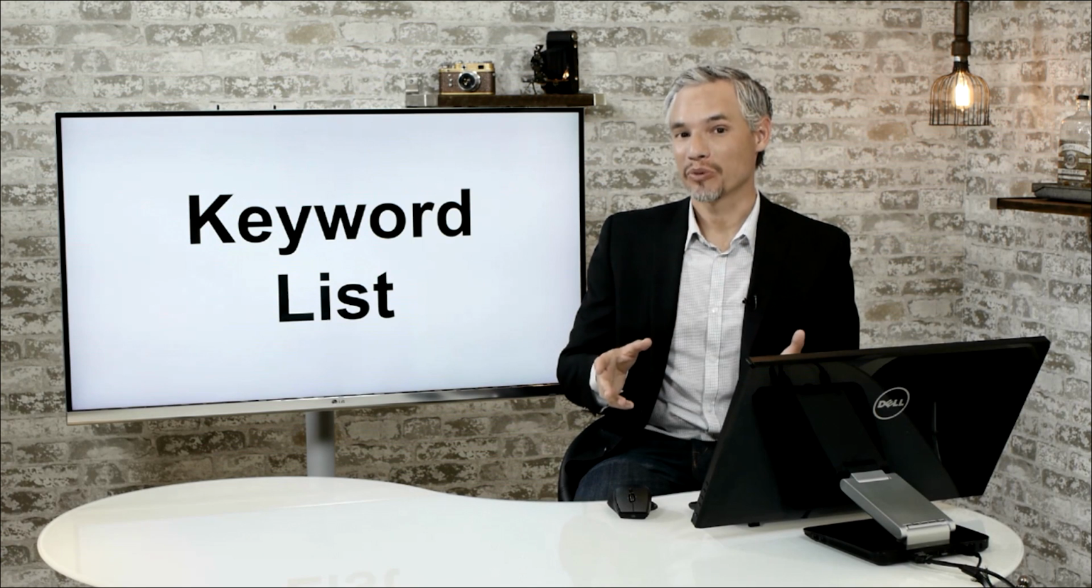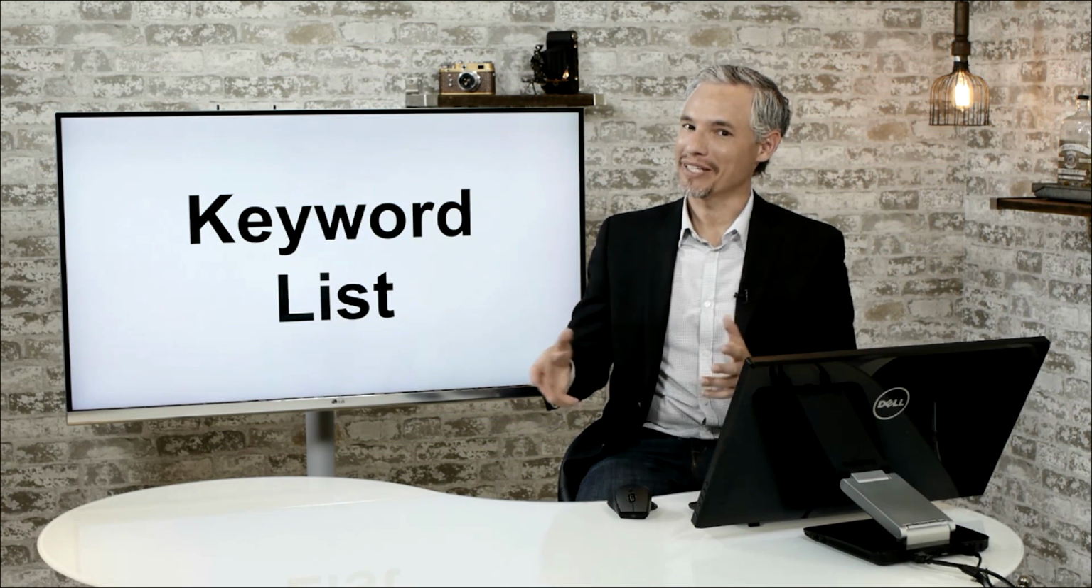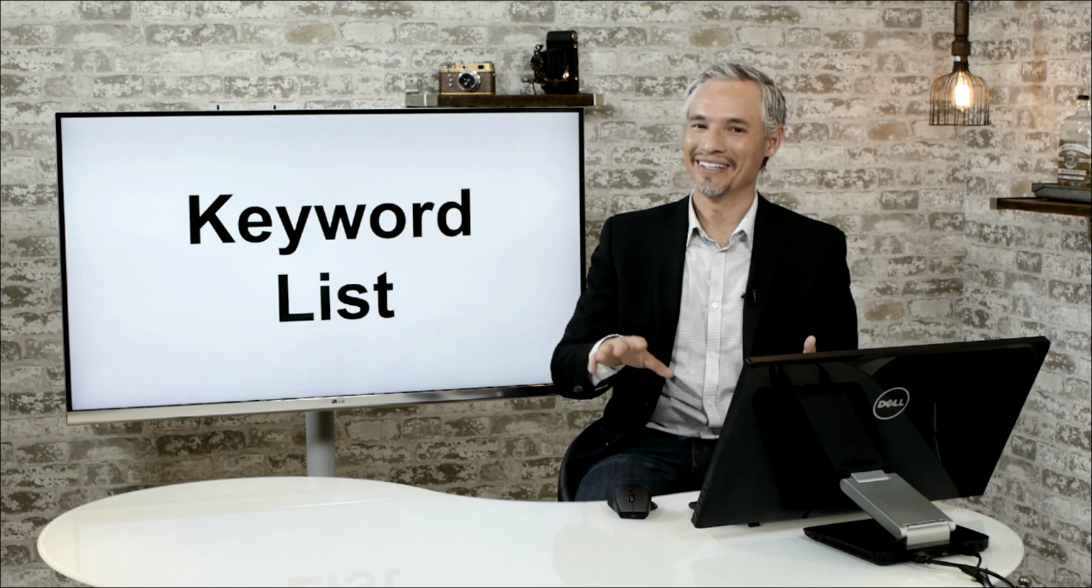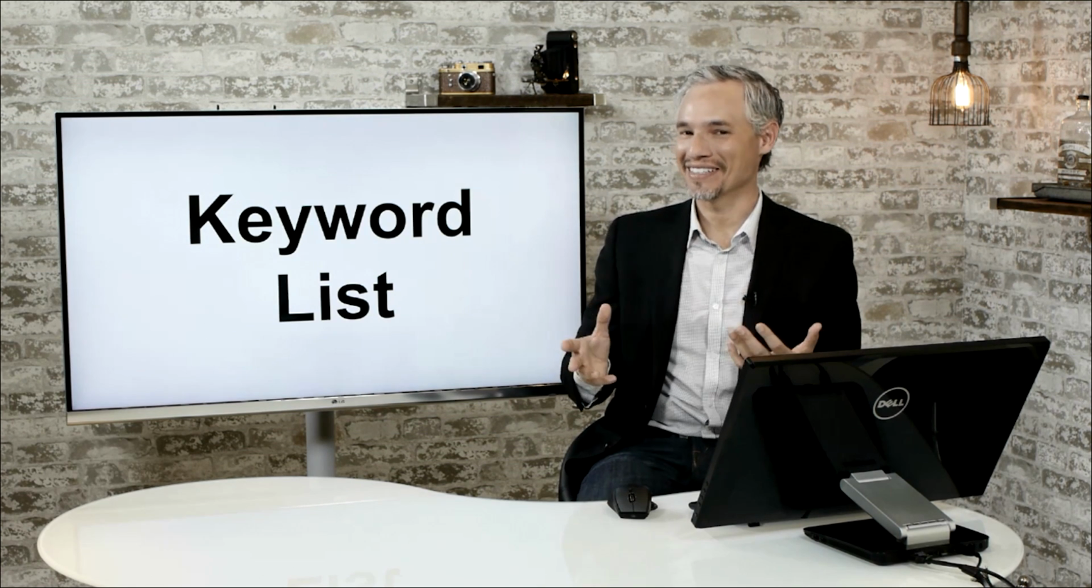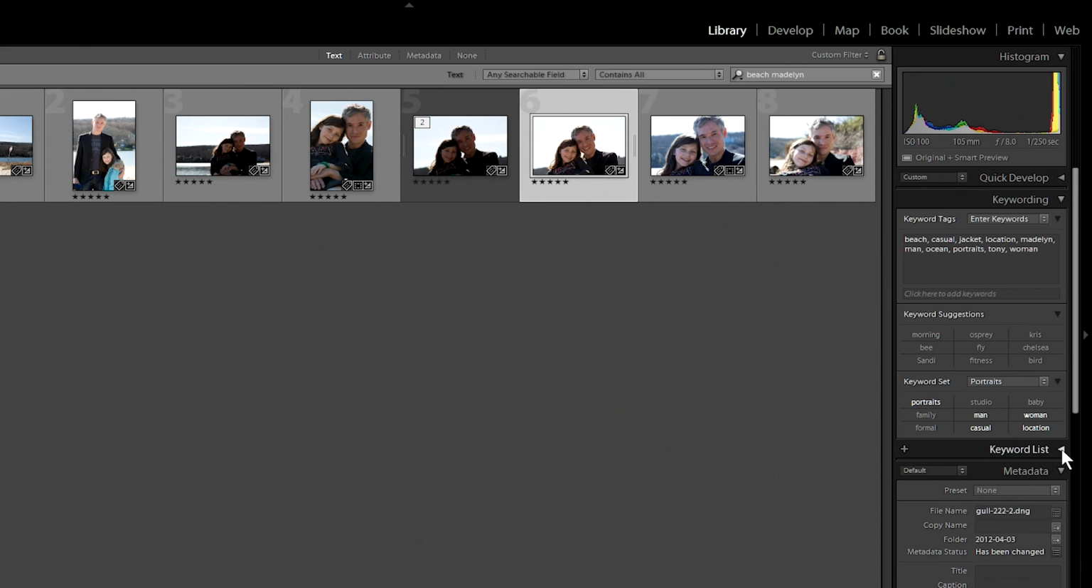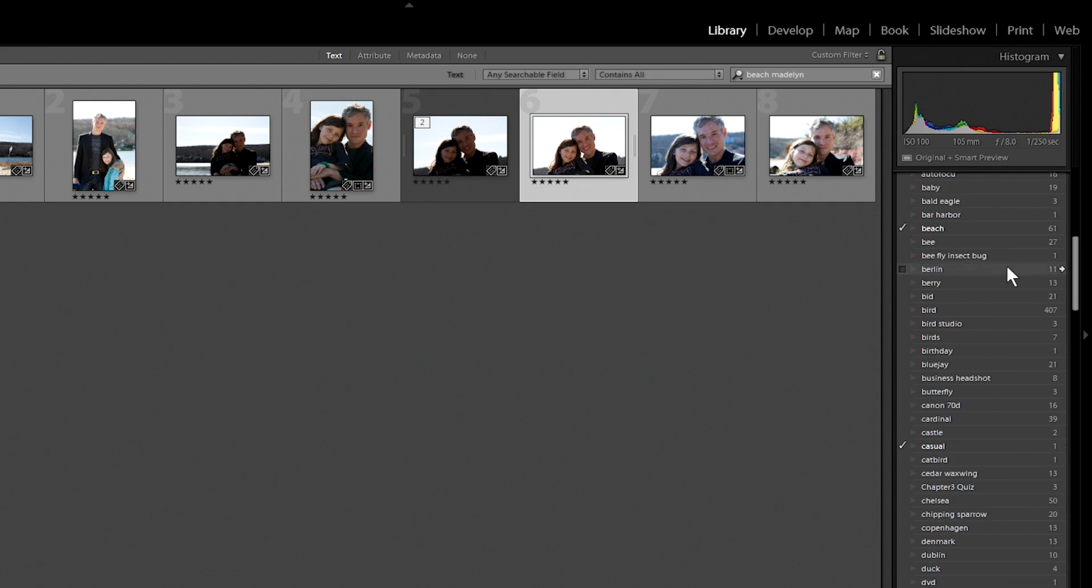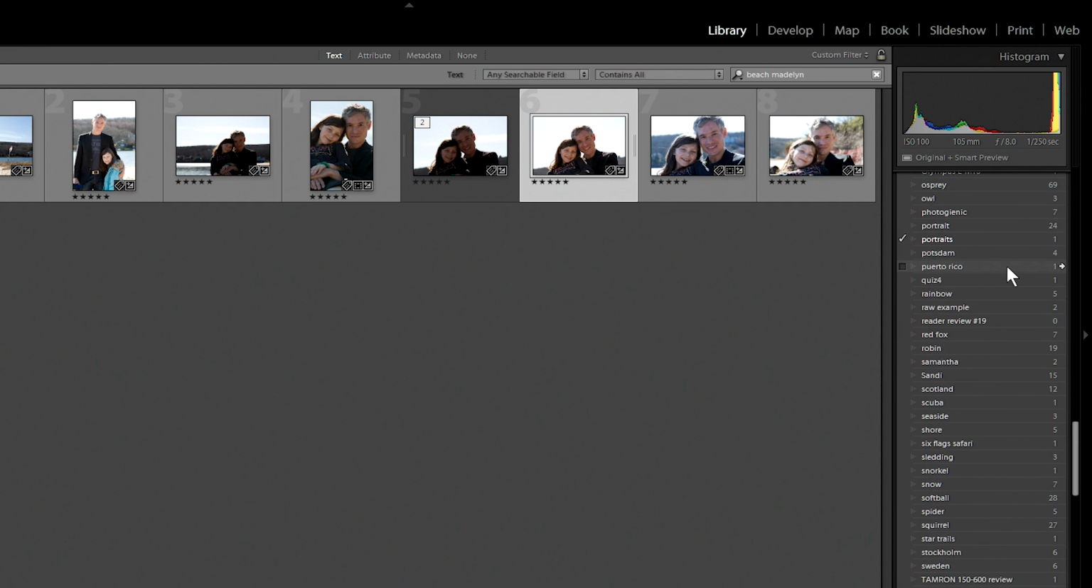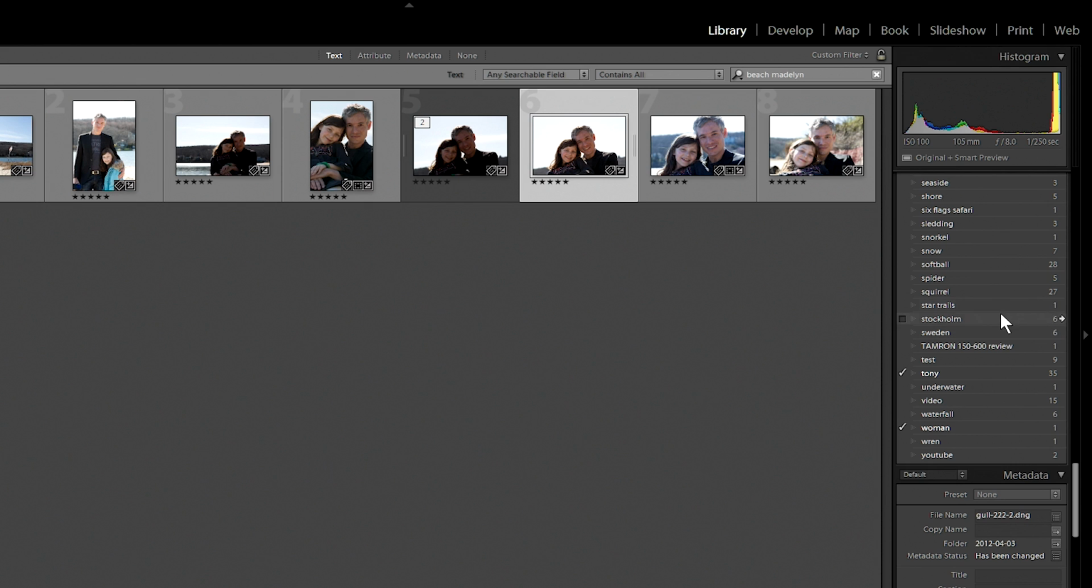One of the problems with keywords is that you might not always be consistent. Anytime there's a human in the equation, inconsistency tends to creep in. So for example, you might say baby one time and babies the next, or newborn one time and baby the next. And then when you went to search for it, not everything would show up. You can use Lightroom's keyword list to be much more consistent about it. So let's get into Lightroom. Below the keywording pane is the keyword list pane. And this is a compilation of every keyword that I've ever used and how many times I've used it.